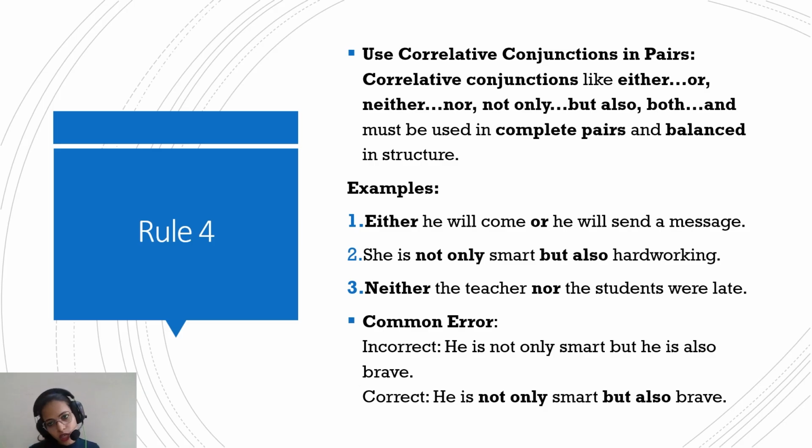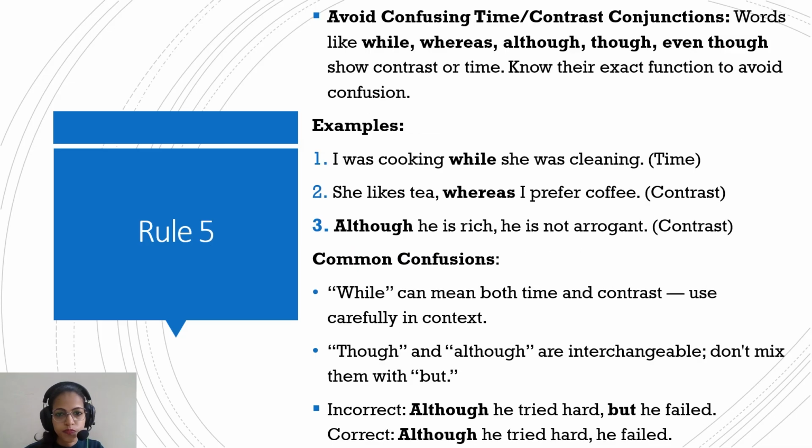When we are using correlative conjunctions, maintain the consistency, as we discussed in parallelism also. Avoid confusing time or contrast conjunctions. So what are time or contrast conjunctions? While, whereas, although, though, even though. They are either trying to present a contrast between two things, and sometimes they're also talking about time.